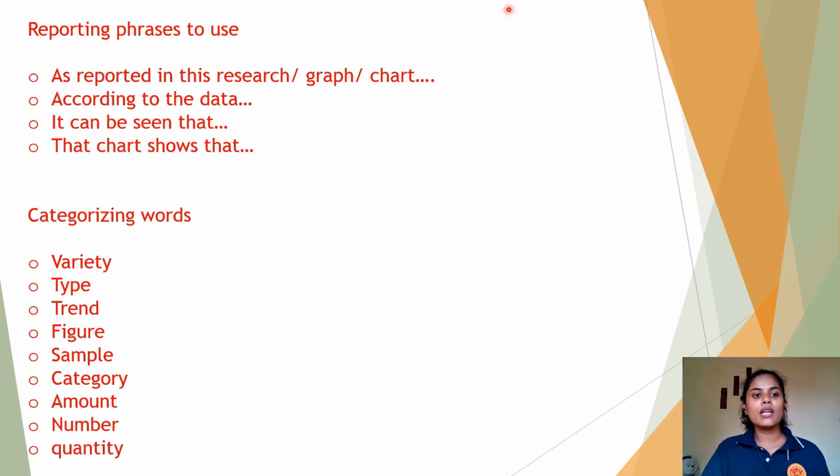And also there can be reporting phrases that you can use within your answer, as reported in this research or the graph, according to the data, it can be seen that, the chart shows that, likewise. And also other categorizing words like variety, type, trend, figure, sample, category, amount, number, quantity. Just don't use the same words like amount. Use the word quantity as well. Use the word number as well. Likewise, just use different types of categorizing words.